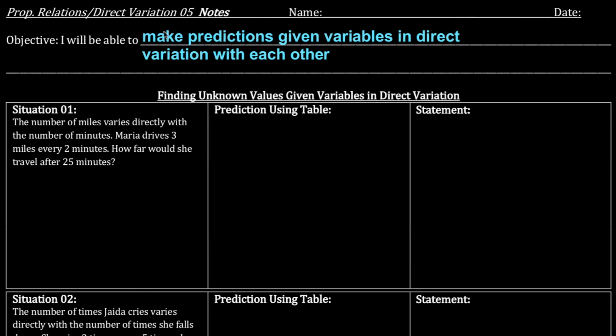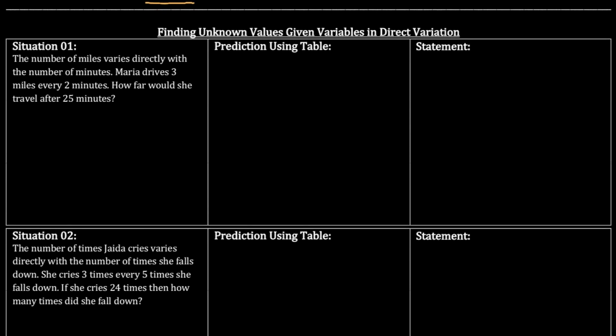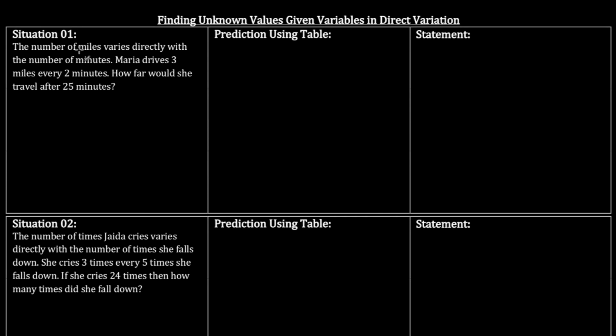In this lesson, we are going to make predictions given variables in a direct variation. So let's look at situation 1. The number of miles varies directly with the number of minutes. Maria drives 3 miles every 2 minutes. How far will she travel after 25 minutes?